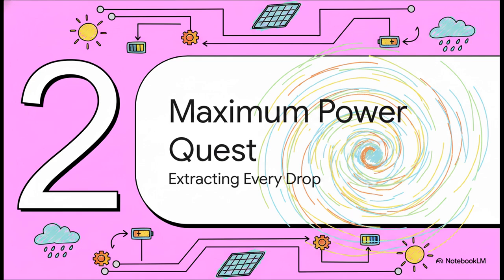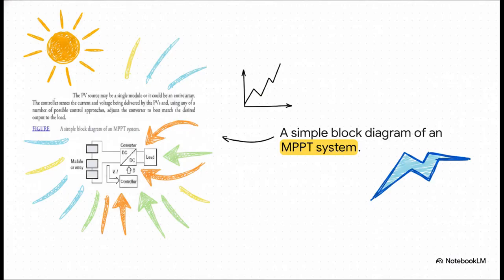Moving right along to part 2, the quest for maximum power. We need to extract every single drop. Solar arrays require a huge initial investment, and they don't last forever, so squeezing every possible watt out of them is absolutely crucial. This is where the maximum power point tracking, or MPPT, controller steps in.